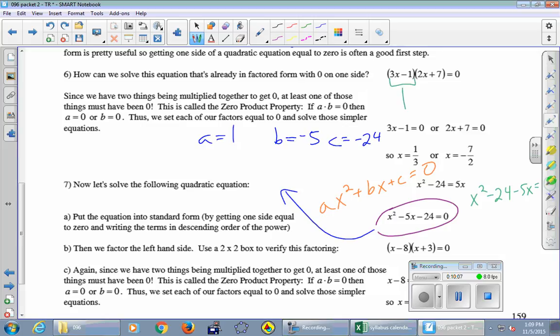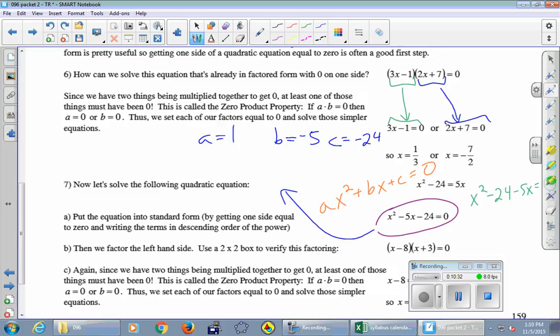Either this thing was 0, which is there, or this thing was equal to 0, which is there. Yes? That is just this idea of multiply two numbers and get 0. One of them had to be 0. And now we've got two much simpler equations. 3x minus 1 equals 0 we can solve. Could have solved that on the first day of the semester, right? Add 1, divide by 3, x is a third.